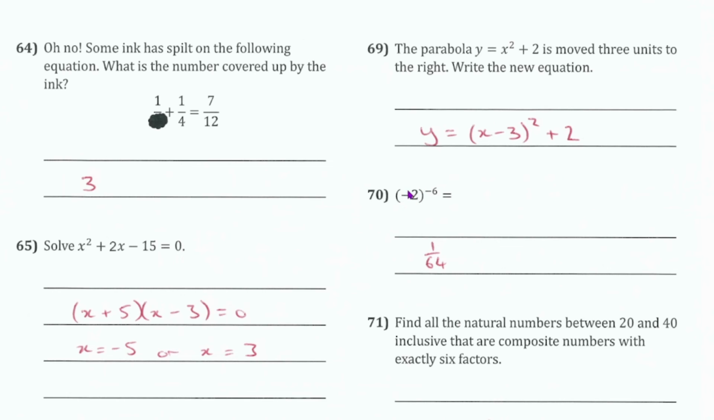The only tricky bit here is you've got a negative here. So you've got to ask yourself, how many times am I timesing this number together? If it's an odd number of times, my result's going to be negative. If it's an even number of times, my result's going to be positive. And in this case, we're timesing negative numbers by itself 6 times. So as a result, we get 1 over positive 64.